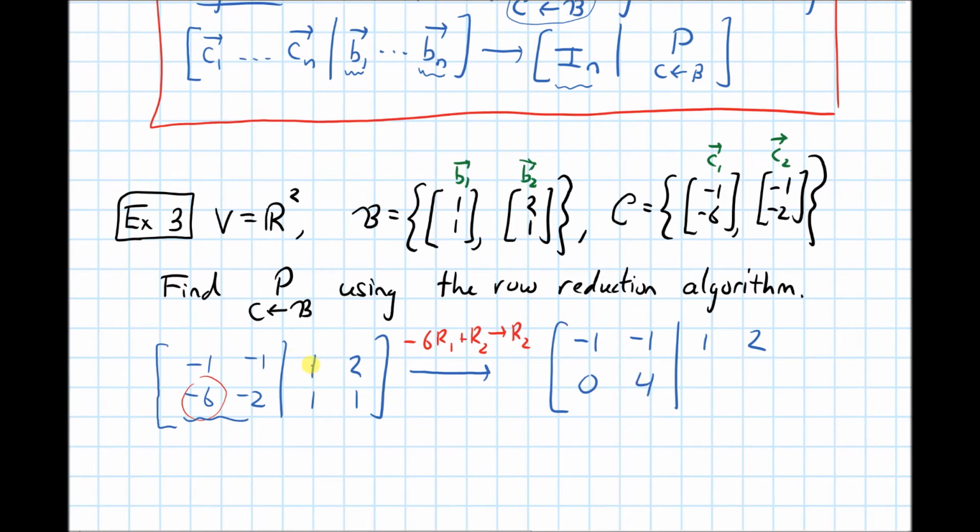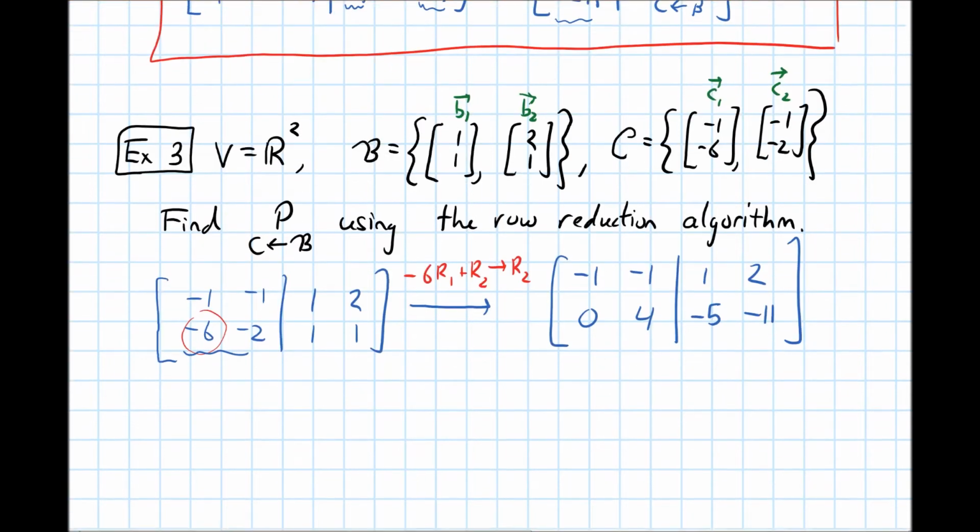Multiplying this 1 by -6, I get -6, and add that to 1, and I get -5. Multiplying the 2 by -6, I get -12, and adding that to 1, we get -11. Okay, all right, so at this point I have it in echelon form, but not reduced echelon form like I need.